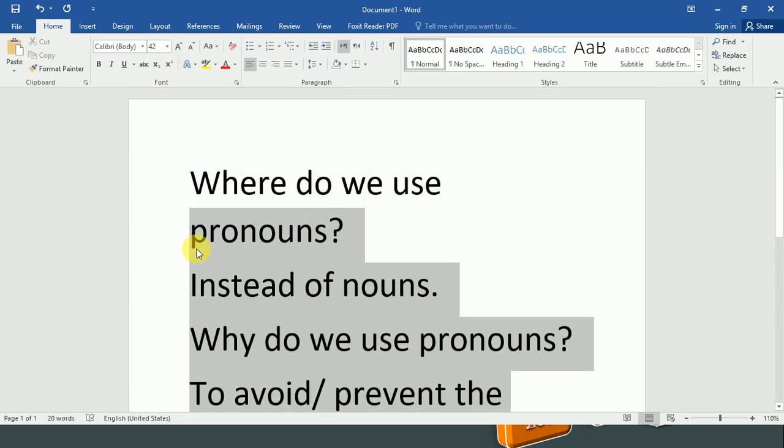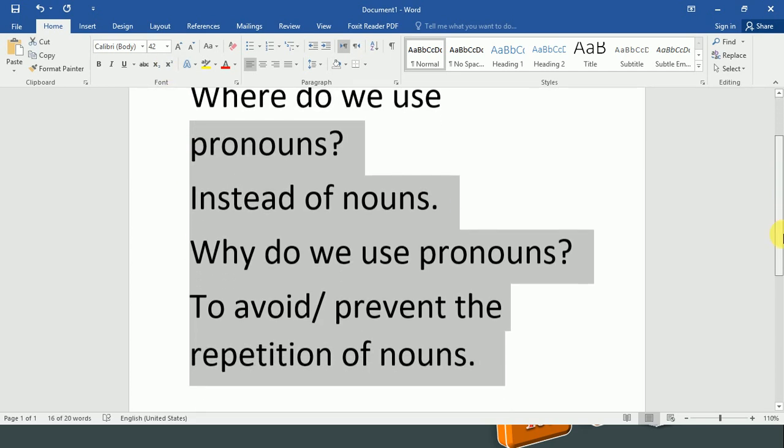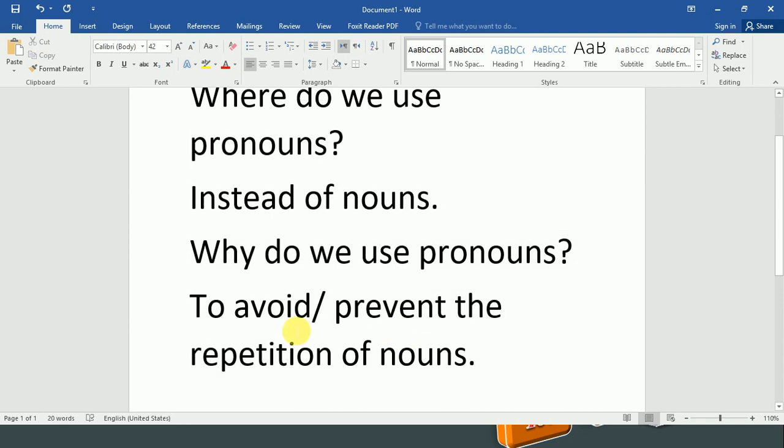Why do we want to avoid repeating a noun? Dear students, remember that if you repeat, for example: Ahmad is a good boy, Ahmad is a bad boy, Ahmad comes to class, Ahmad goes to class, Ahmad plays cricket, Ahmad works out.